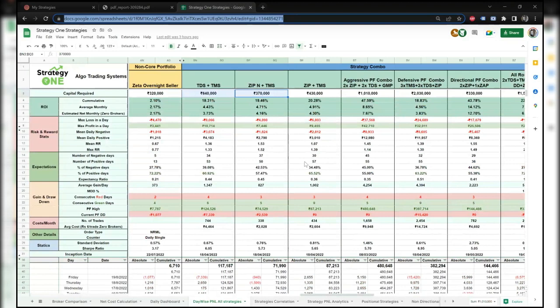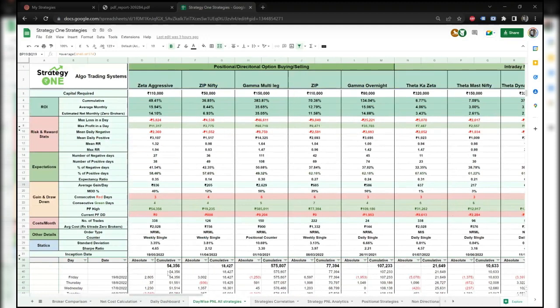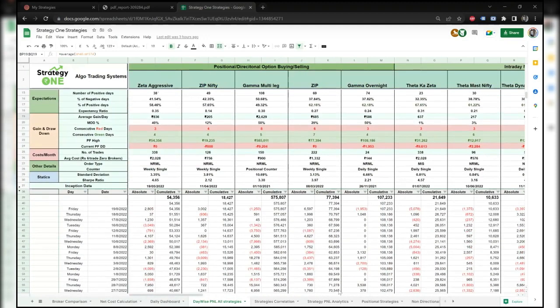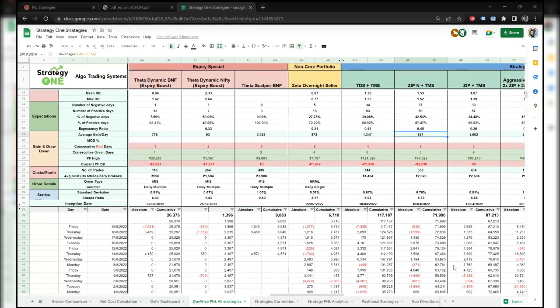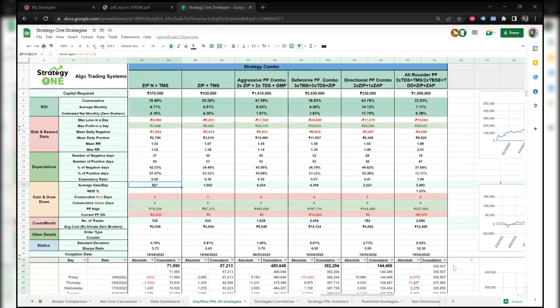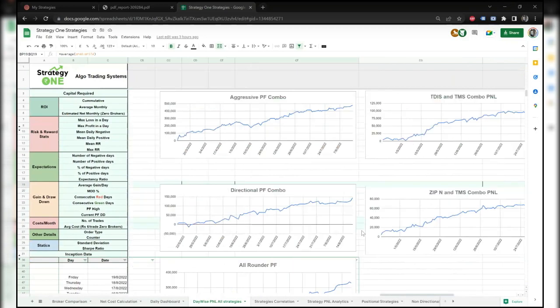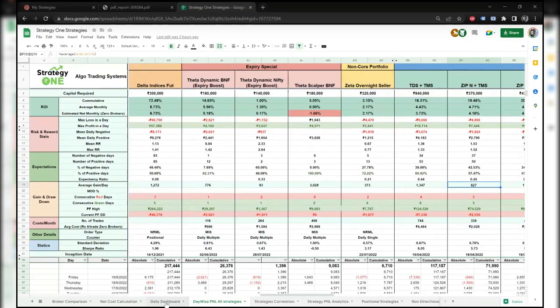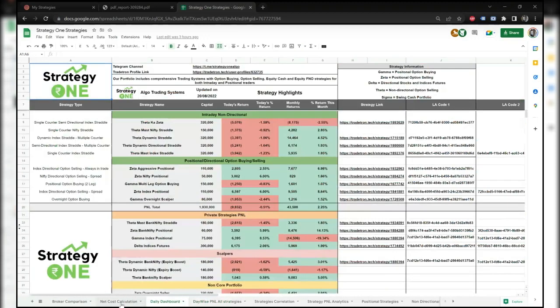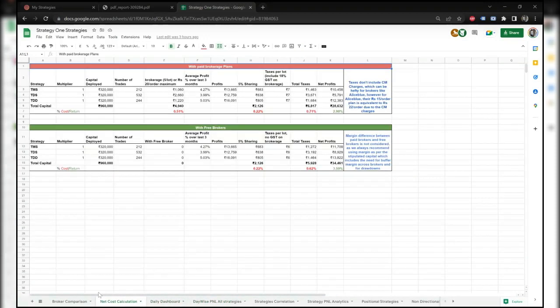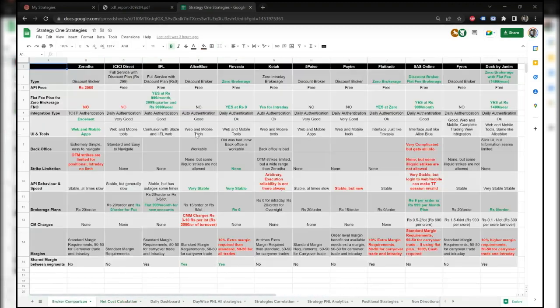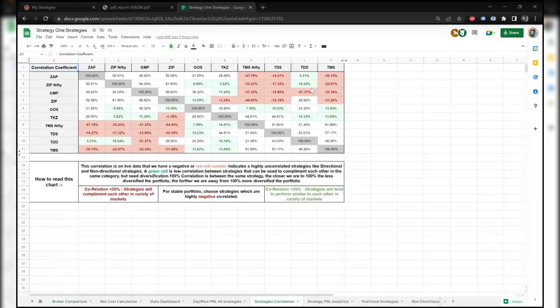Okay. And it also has some trade details as well. Like, I know that the day-wise it doesn't have trade details. It has daily PNL of all the strategies. So you can see all the daily PNL of all the strategies. This is live PNL. You can see all this live PNL here. Got it. There are graphs associated with the portfolios that we are talking about. And then there is a dashboard. There is a net cost calculation sheet for you to see if you want to go for a paid broker or a normal broker. And then you have certain things related to the choosing of brokers as well. There's a thing on the correlation as well.